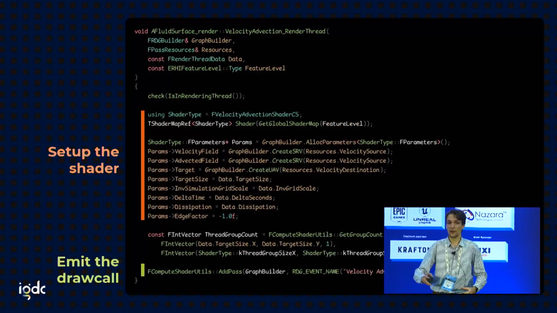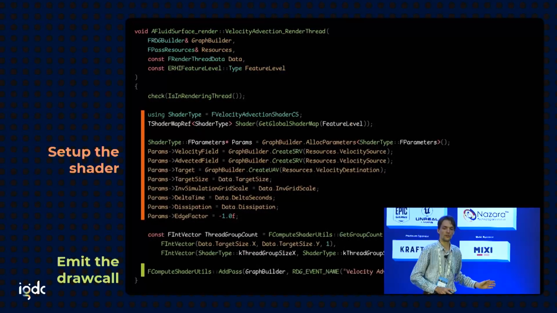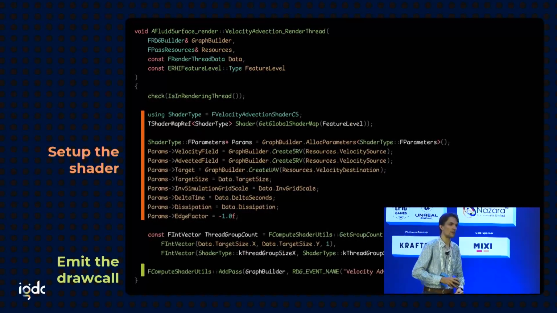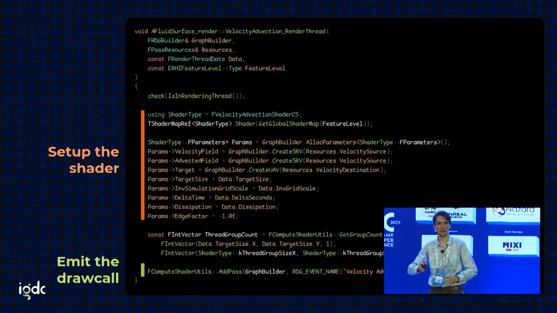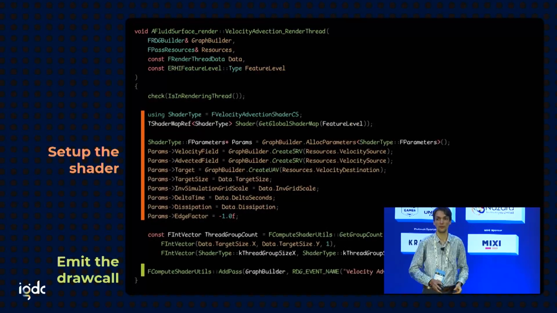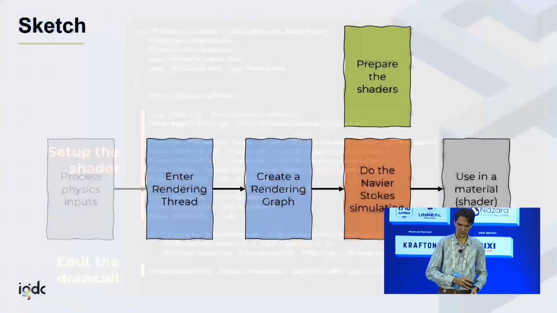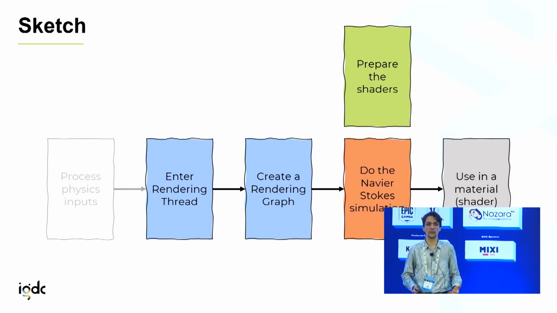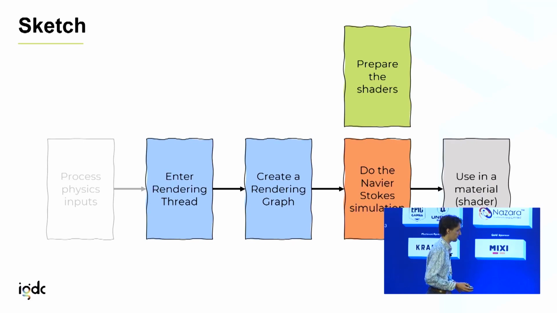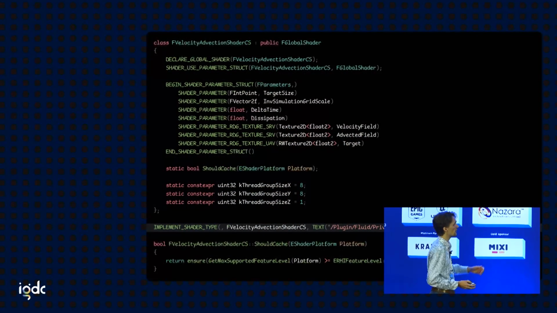The RDG defines a lot of little helpers for this. You have helpers to add a compute shader. You have helpers to do a full screen triangle. You have helpers for all of these kinds of things. So do use them. They are very convenient. But as I say, we need shaders, right? We need to prepare our shaders. So how do we do this?